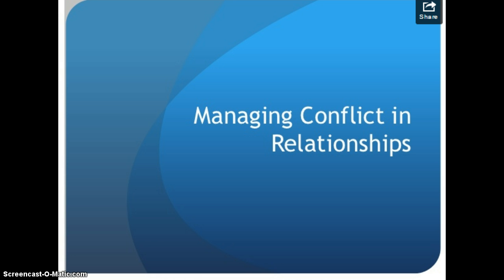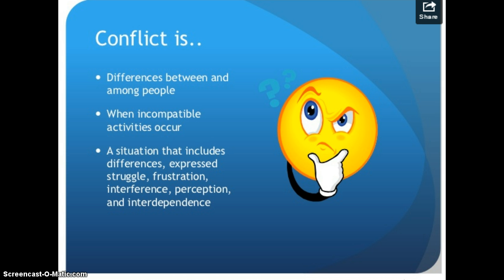First of all, let's define conflict. Conflict is differences between and among people. It takes people to have conflict. And typically, conflict occurs when there are incompatible activities, disagreements, different points of view, different expectations. And conflict is a situation that includes differences, expressed struggle, frustration, interference, perceptions, and interdependence. And interdependence is so critical because of that relationship and the interdependence of people who have relationships.